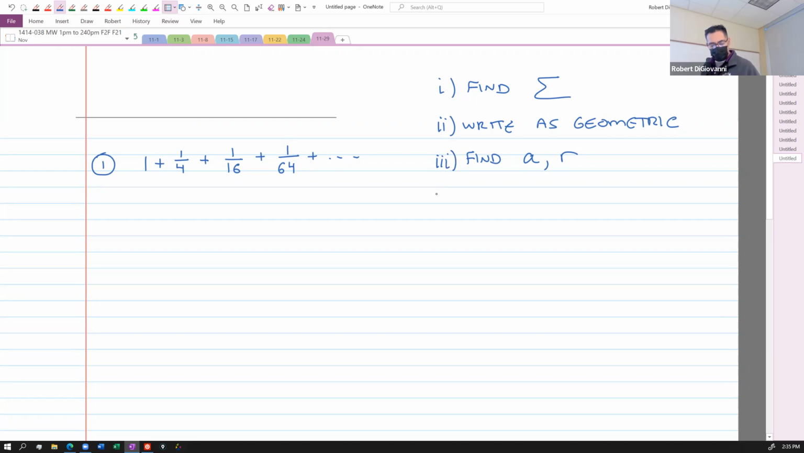And then the last step would be to find S if the absolute value of R is less than 1. If the absolute value of R is bigger than or equal to 1, then this thing sums to infinity. It gets huge. So you would just say it doesn't sum to a number.